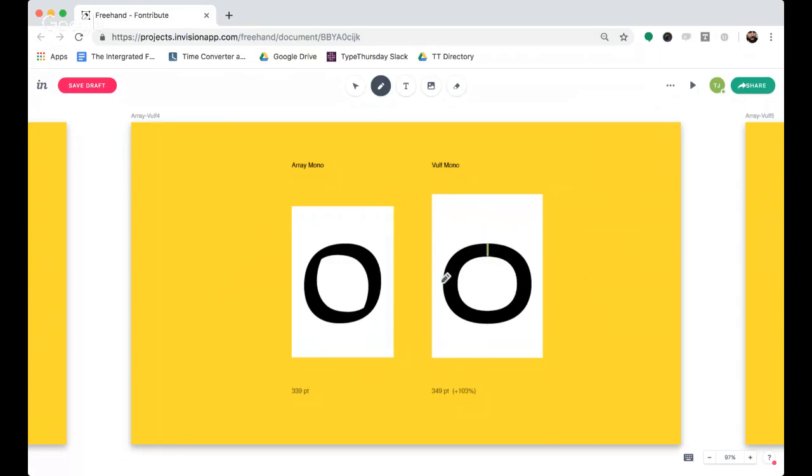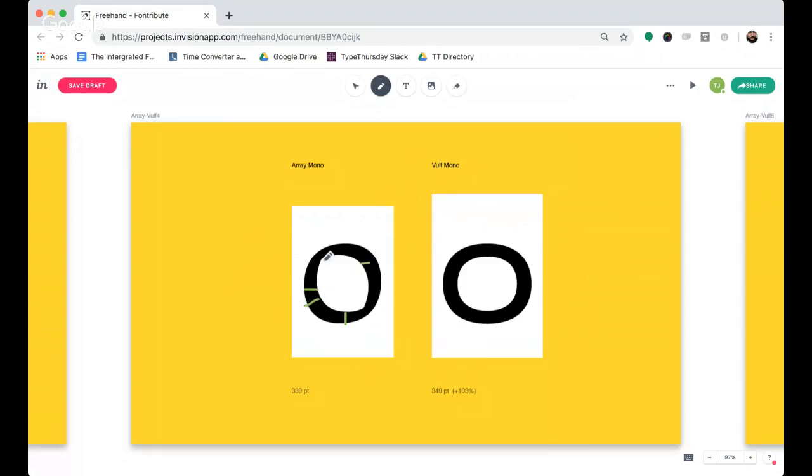Vulf mono really maintains the low contrast model across this whole system. There is a difference between the horizontal and vertical elements here, but it's relatively minor. Let's contrast that to array mono and the nature of how this outer curve and this inner counter were drawn. It causes this reduction of weight in this segment right here and right here. This creates basically a kind of stress, right? Even though the base form is low contrast, right? Especially in this area right here.